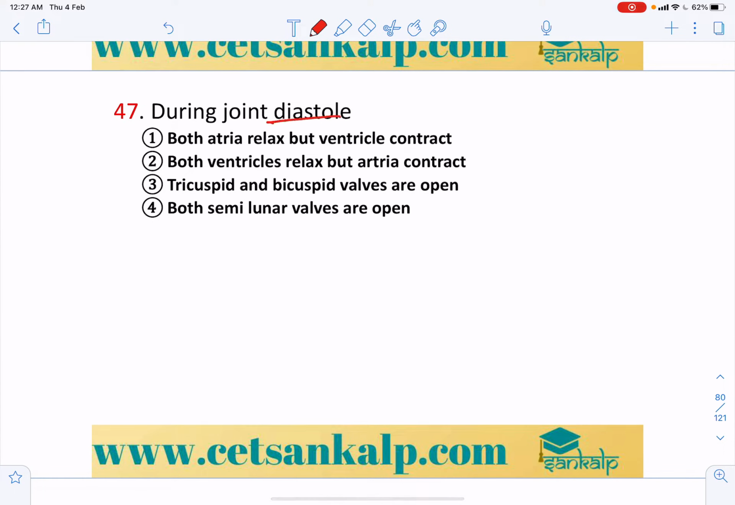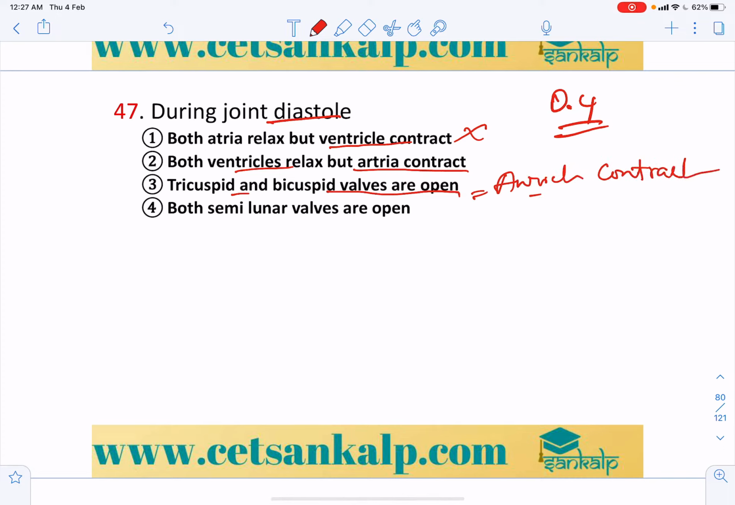During joint diastole, as we studied, there will be auricular systole, ventricular systole, and joint diastole for about 0.4 seconds. So here what is that? Both atria relax but ventricles contract? No, both ventricles relax but atria contract, and tricuspid and bicuspid valves open, right. That is when the auricle contracts, that is auricular systole. Also both semilunar valves are open.